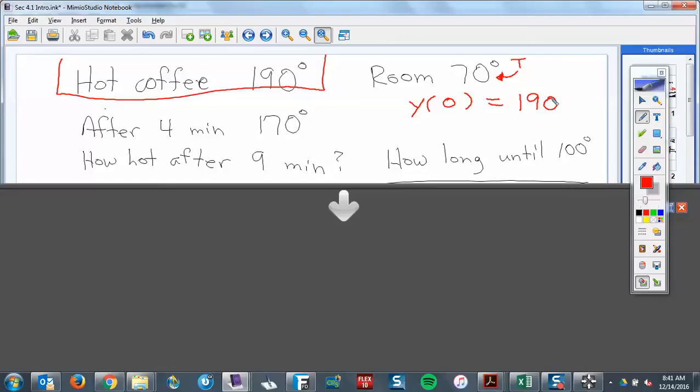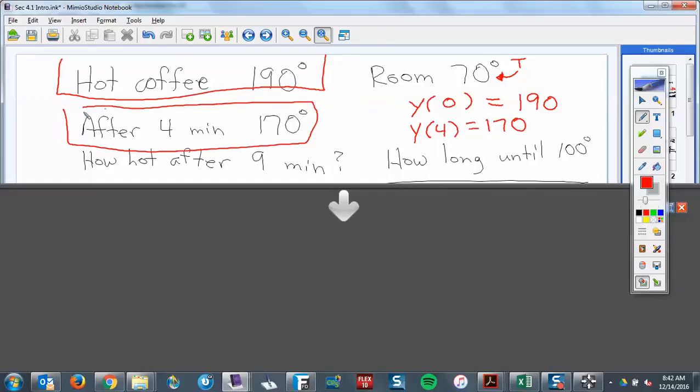I've got a differential equation because it's Newton's law of cooling, and I've got an initial condition. I actually have two initial conditions. What's the other one I have? Y of 4 equals 170. So they have given me these two pieces of information. They didn't write it in math lingo, but if I write it in math lingo, it's going to be better for me because it's going to help me know what to do. Okay, thank you.